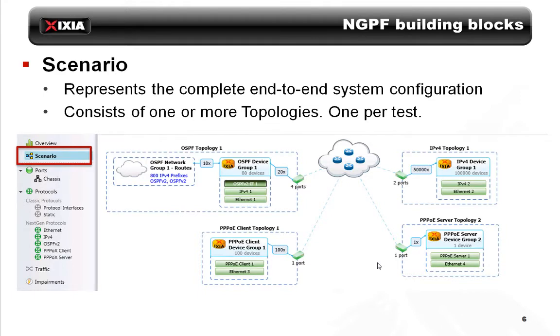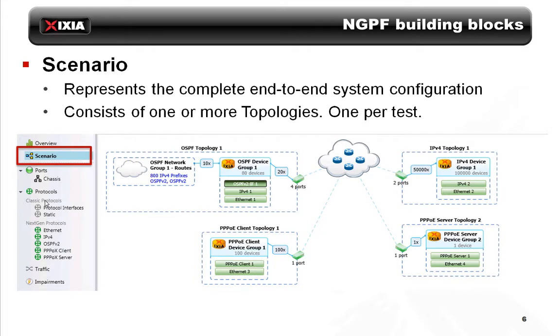The first highest level of NGPF in the IxNetwork GUI is the scenario view. So starting in 7.0, you'll see this scenario view on the left hand side of your screen, and it basically represents the entire NGPF section of the GUI. Note that you'll still have the existing framework in the IxNetwork session. We're not getting rid of that.